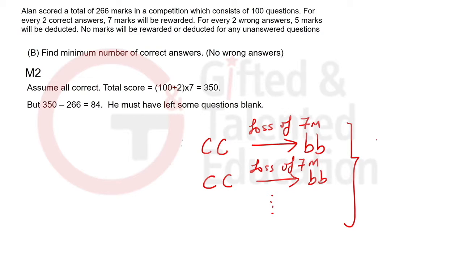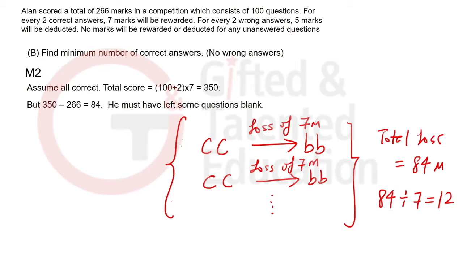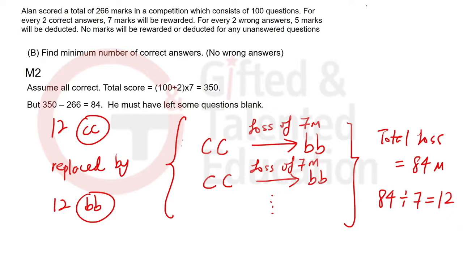I know that the total loss is equal to 84 marks as a result of leaving some questions blank. So the goal is to find the number of pairs of correct answers that are being replaced by the number of pairs of blank answers. To do so, we can take 84 divided by 7, giving us 12 such pairs. So this means that 12 pairs of correct answers are replaced by 12 pairs of blank answers.